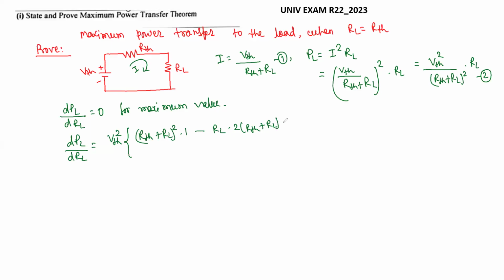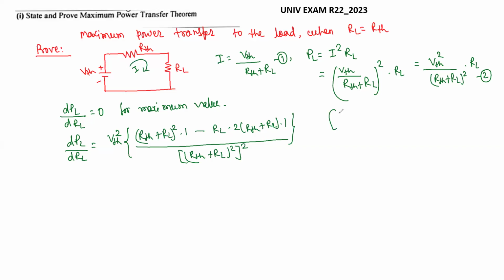Again, this is back to RL. So this is the 1 here for this case, and overall it is being divided by B square. So we have here (RTH + RL) whole square, and again this is the square.